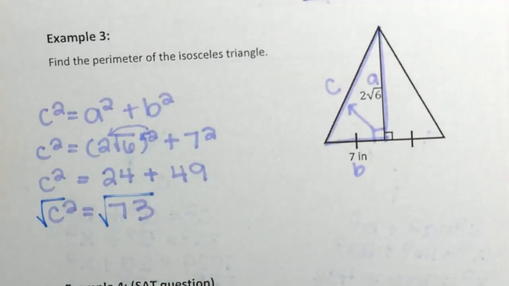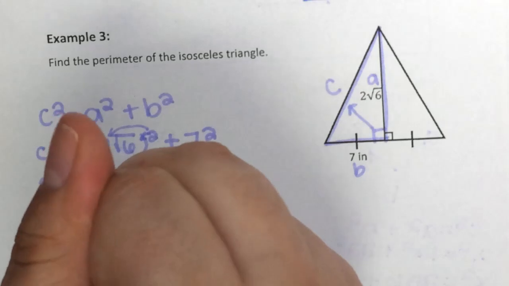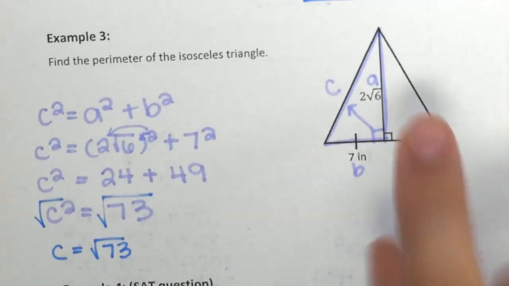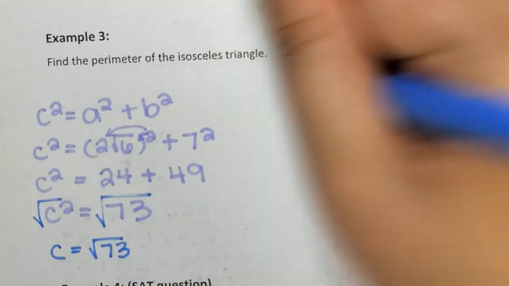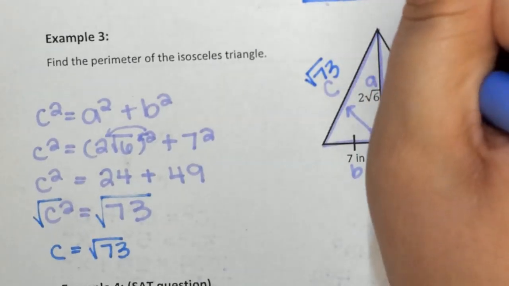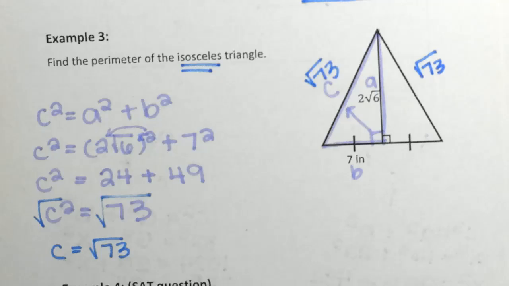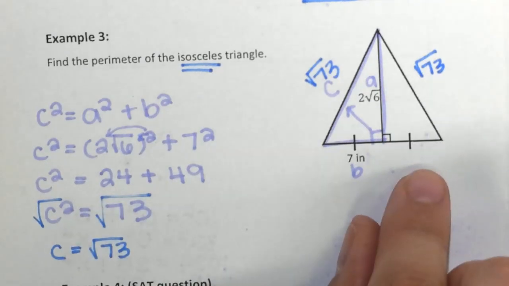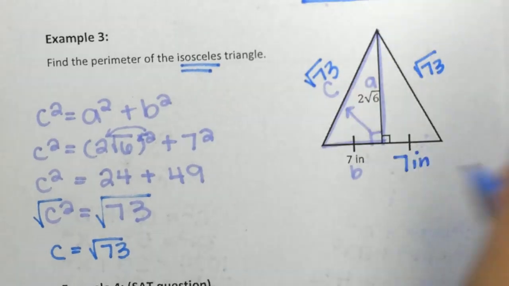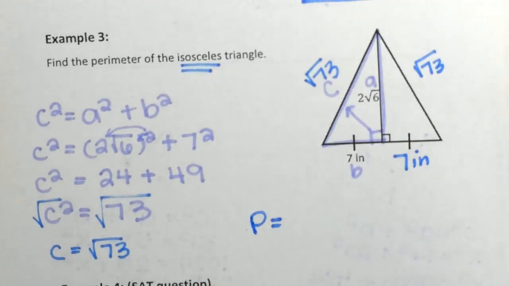Square root both sides. And so what is my C here? It doesn't simplify. Can you give us a question? Well, I'm going to show you what to do if it doesn't simplify. If this is the square root of 73, what else do I know? The other one is also square root of 73 because it says it's an isosceles triangle. And what's this right here? 7. So the whole thing is 14, correct. How do I find the perimeter?